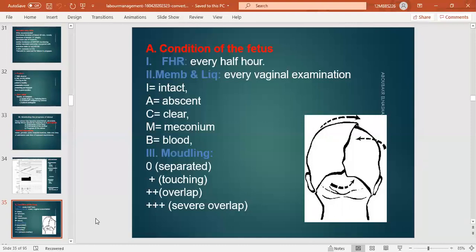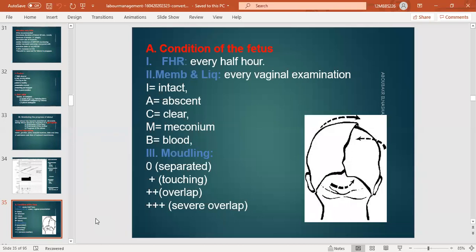Then the membranes are either intact or absent. If there is an absent membrane, you can label it as absent. If intact, you can label it as intact. If the liquor is clear, you can label it as C. If the liquor is meconium stained, you can label it as M. If the liquor is blood stained, you can label it as blood stained liquor.